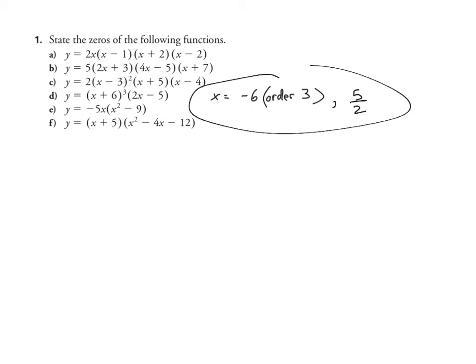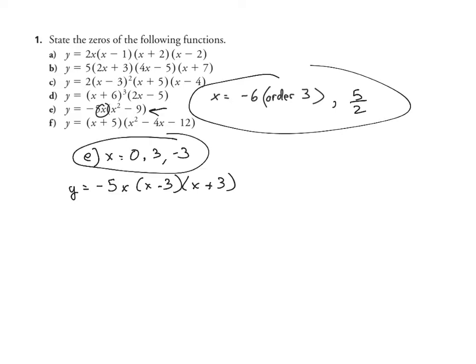Let's go to part E. Right here we have x equals 0 that would make this thing 0. And, well, we're going to have to factor this. This is a difference of squares. So I'm going to rewrite it: y equals negative 5x, x minus 3, x plus 3. And so 0, 3, and negative 3 are my zeros.